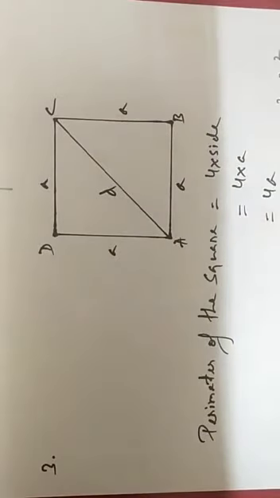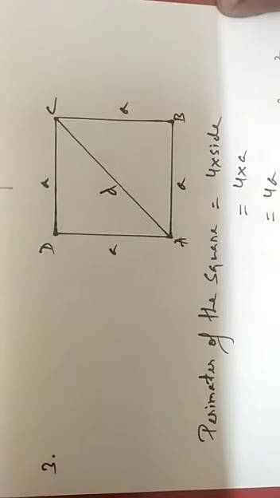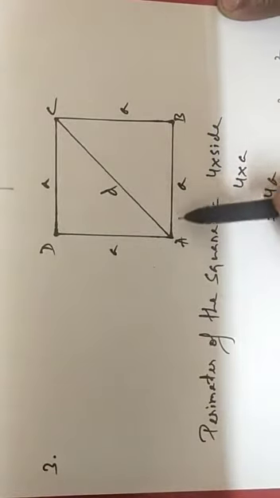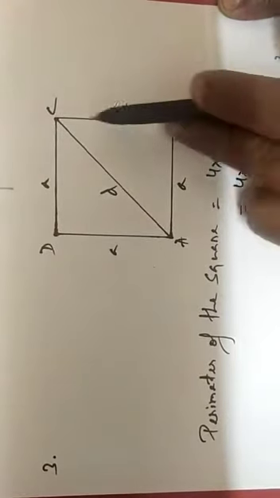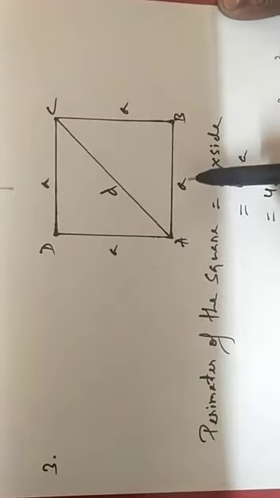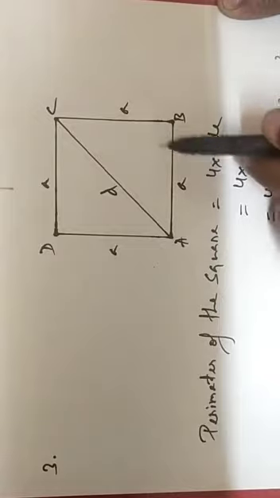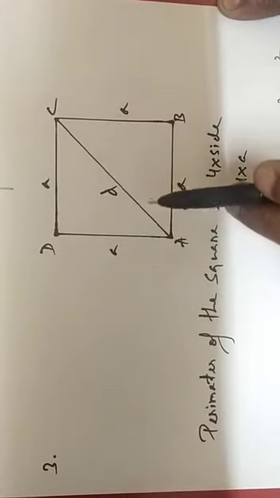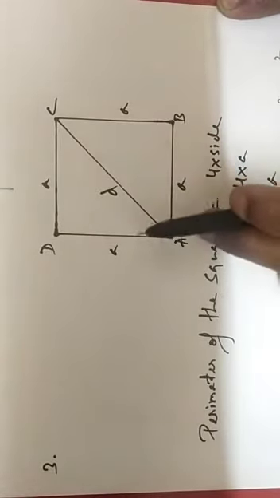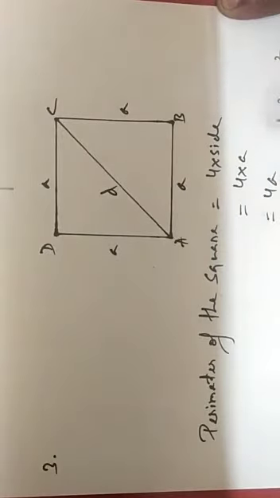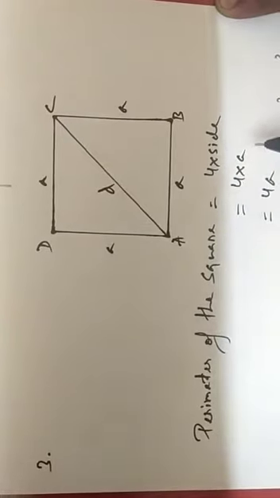Now let us try to understand how to find the perimeter of a square. You know very well, in a square all the sides are equal, isn't it? Suppose each side is A centimeter. So A plus A plus A plus A, instead of writing A four times, I will multiply A with 4, so 4 into side. The perimeter of the square is equal to 4 into side.